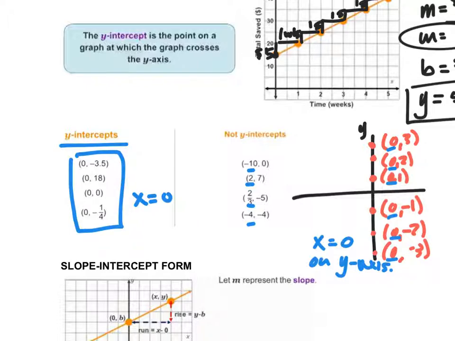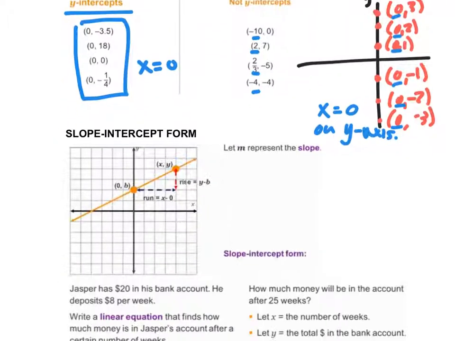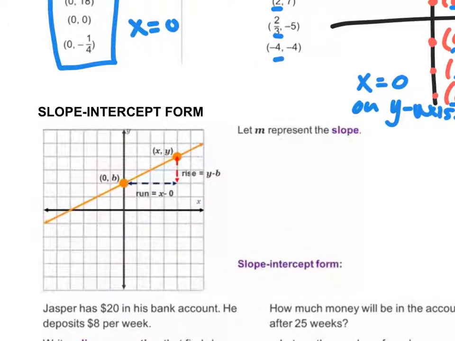All right, so let's talk more about slope-intercept form, okay? And what we do is we let m represent the slope, okay? That's important, all right?